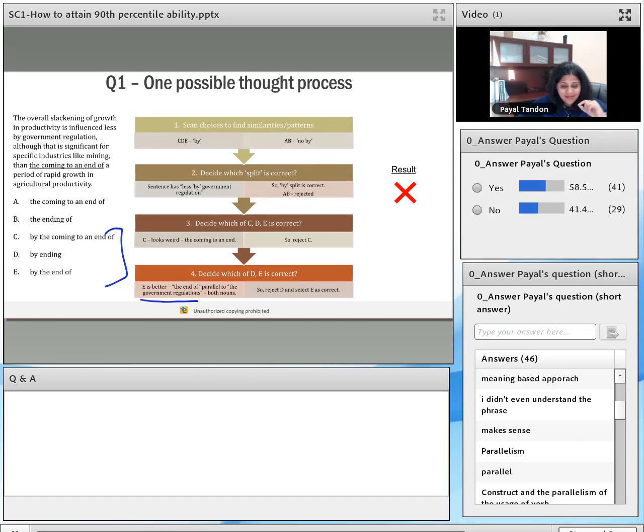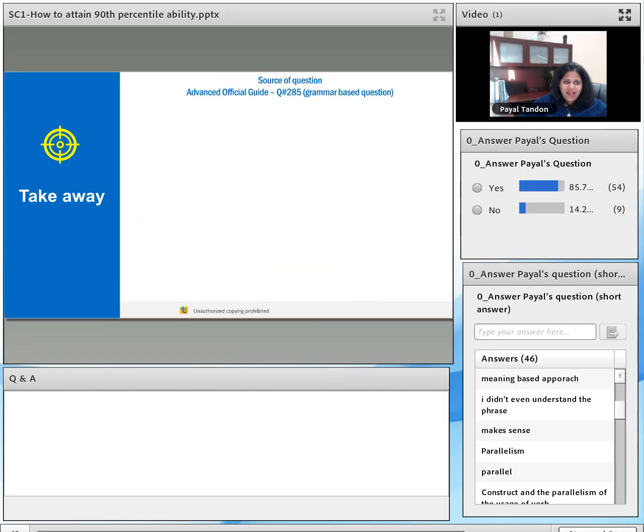The correct answer instead is this weird-looking choice C. Okay, how many of you are shocked to hear that? Something that we so conveniently rejected is indeed the correct answer. Okay, all of you are shocked, and it's logical. Okay, now the takeaway, this is an official question. Okay, this is a difficult question, it's from Advanced Official Guide, and it's categorized as a grammar-based question.